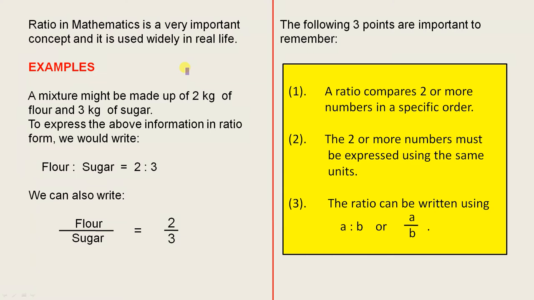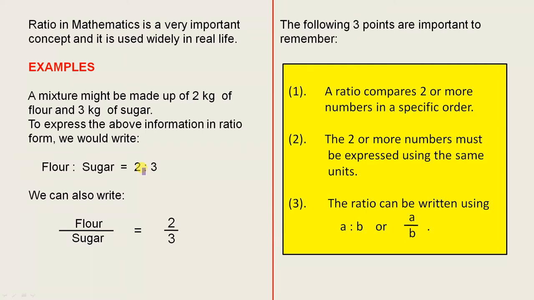A mixture might be made up of 2 kilograms of flour and 3 kilograms of sugar. To express the above information in ratio form, we would write flour is to sugar equals 2 is to 3. These are the symbols we use for ratio. Two little dots, one on top of the other. So flour was 2 kilograms, so we put the 2 first. Sugar was 3 kilograms, so we put the 3 second.